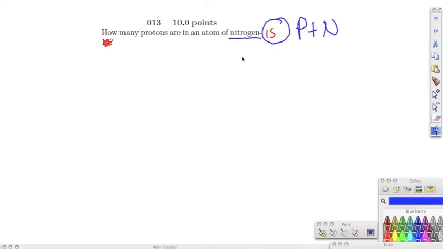And we know that we can look at an element on the periodic table. And if we know the element, we look above it. And there's always going to tell us the atomic number. And the atomic number always represents the number of protons. So we look on the periodic table. We look above the symbol and see that nitrogen has 7 protons.